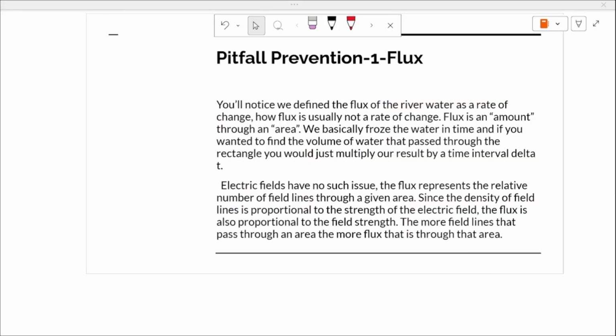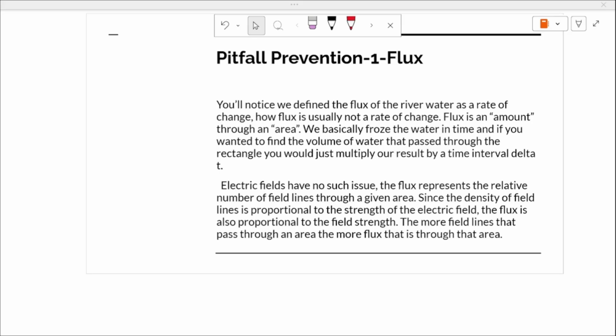Pitfall Prevention 1 for flux. You'll notice we define the flux of the river water as the rate of change. However, flux is usually not a rate of change. Flux is an amount through an area. We basically froze the water in time, and if you wanted to find the volume of water that passed through the rectangle, you would just multiply our result by a time interval, delta t.